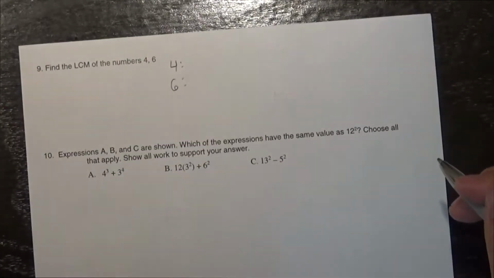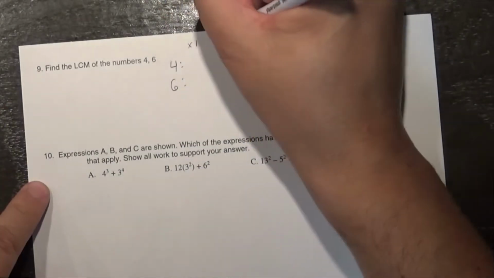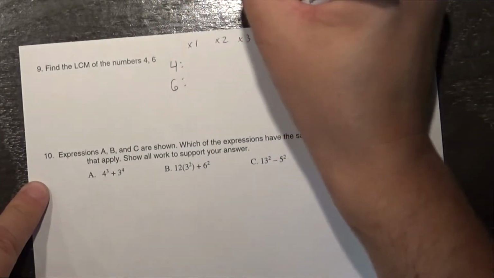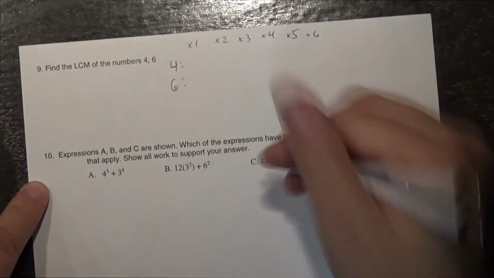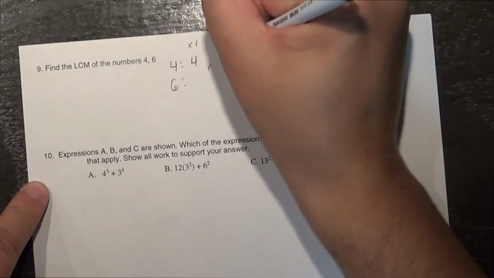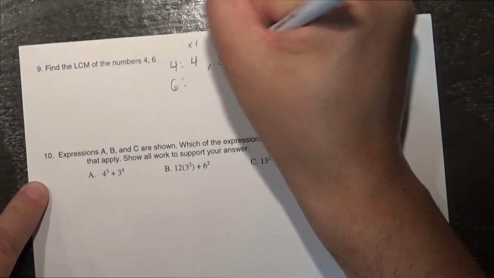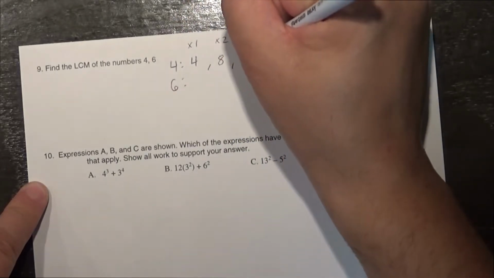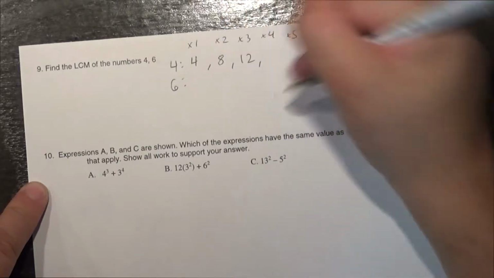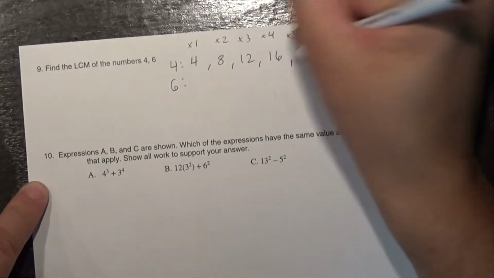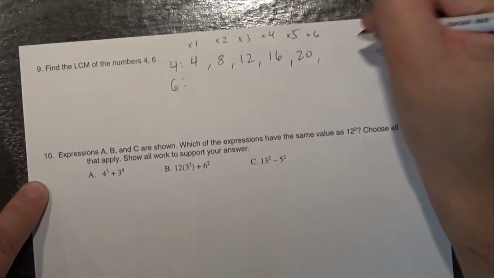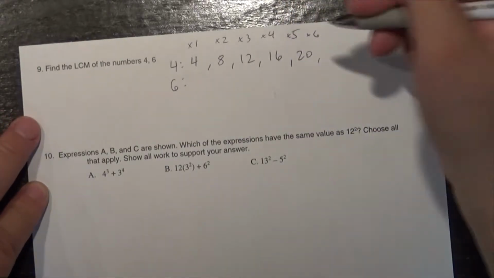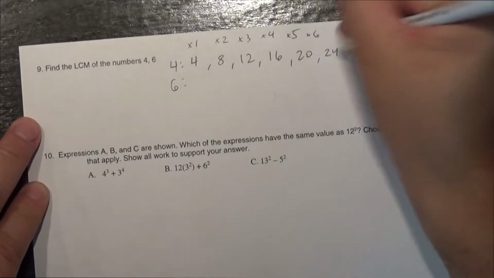So I'm just going to kind of think of this. If I need to, I can even go times 1, times 2, times 3, times 4, times 5, times 6, and keep on going. So 1 times 4 is 4. 2 times 4 is 8. 3 times 4, 12. 4 times 4, 16. 4 times 5, 20. I could keep on going and going and going. 4 times 6, I'll go one more time, I guess, is 24.